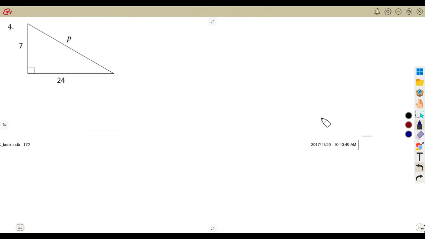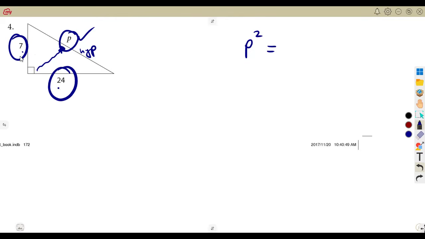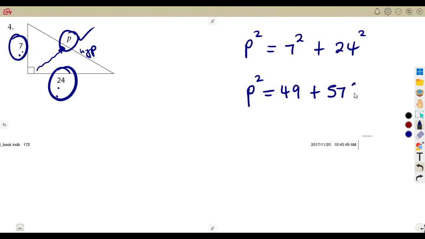On this other question, what are we given? This time it is the hypotenuse that we need. P facing 90 degrees is our hypotenuse. So remember that the hypotenuse is squared. P squared is equal to what? The sum of the squares of the shorter sides, 7 squared plus what? 24 squared. So meaning to say we can simplify. P squared is equal to 7 squared, that is 49, plus 24 squared. You have to multiply 24 times 24. That is going to give us 576.